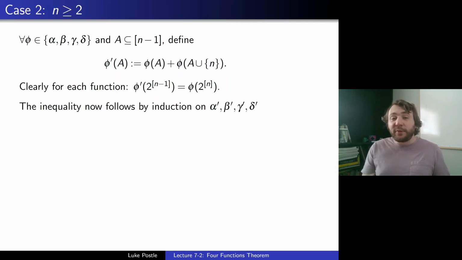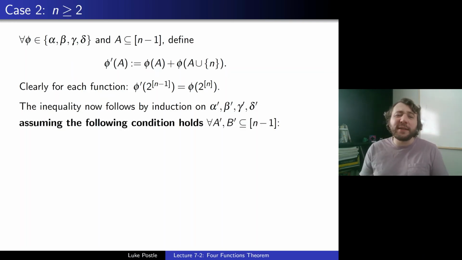The inequality would follow by induction on alpha prime, beta prime, gamma prime, delta prime. So we could apply induction. We've gone down a dimension, and then it would just follow immediately if we could apply induction to these new functions. Because we'd be basically saying, is the alpha prime over everything? Well, that's alpha over everything, times the product of beta prime, which is beta over everything. Is that the same for gammas and deltas? Yes. But the issue is we need to assume that the inductive condition holds.